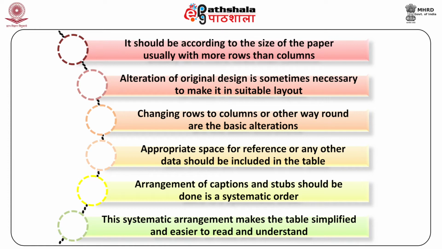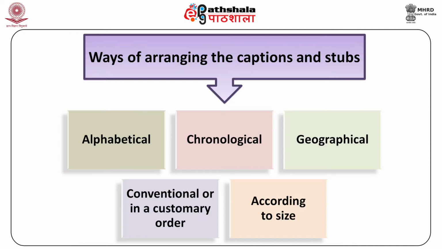Tables should be constructed according to the size of the paper or layout, usually with more rows than columns. Alteration of original design is sometimes necessary to give a suitable layout. Changing rows to columns or the other way round are the basic alterations. Appropriate space for reference or any other data should be included in the table. Arrangement of captions and stubs should be done in a systematic order. This systematic arrangement makes the table simplified and easier to read and understand. One can arrange the captions and stubs in the following manner: alphabetical, chronological, geographical, conventional or in some customary order, or according to size.